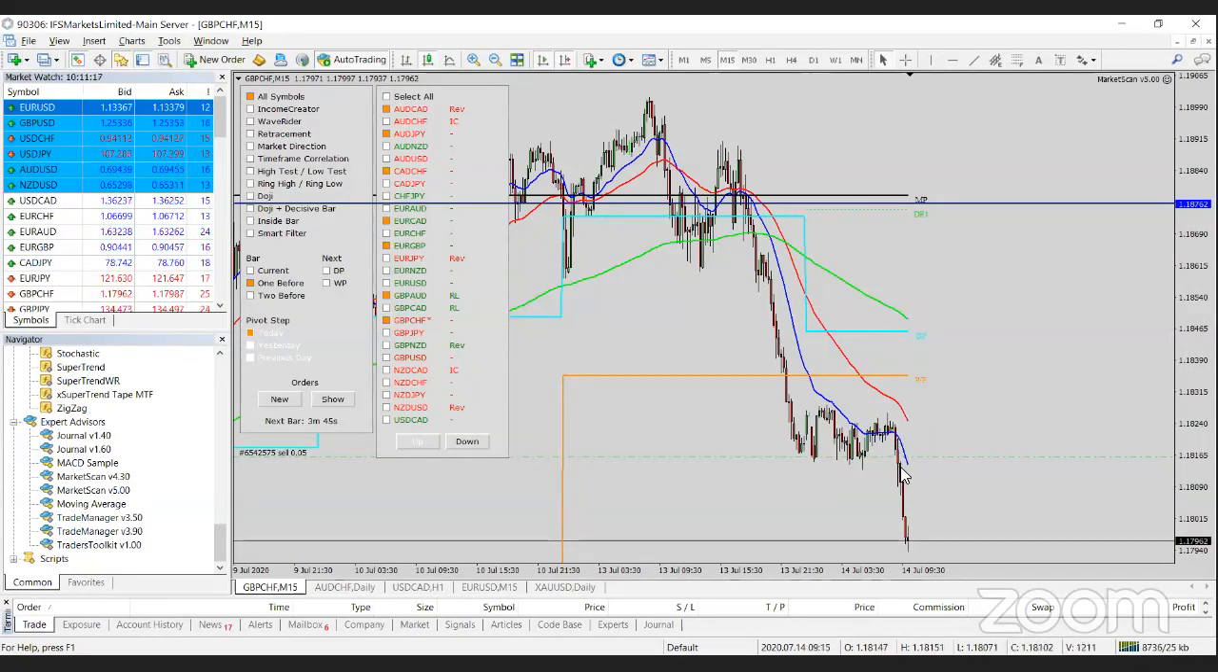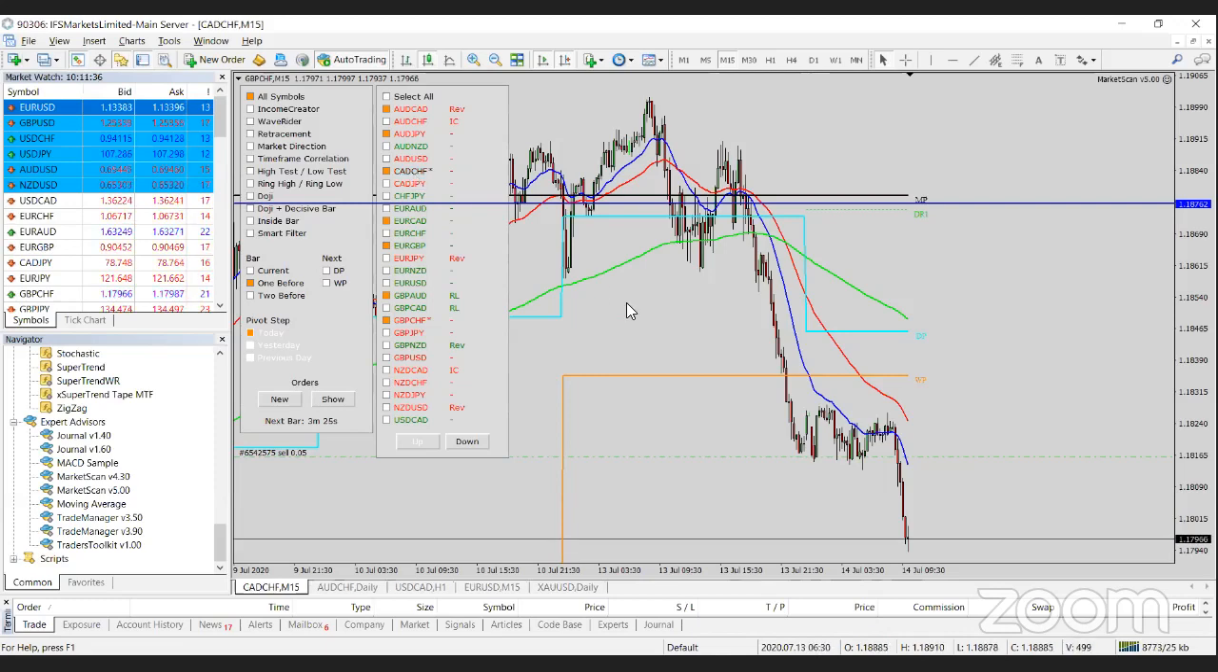So the trends do tend to start, the moves do tend to start pretty well, but then they tend to very quickly turn into ranges again. So what I don't want to do is be sitting around in a trade that's ranging for ages. I'd rather just take my money and look for the next opportunity. So that's the plan for pound Swiss.